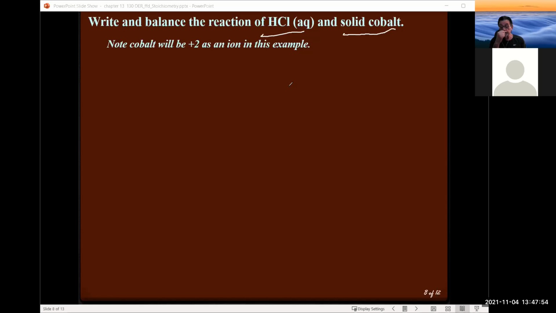Now, cobalt is not one of the sweet 16 metals, okay? So you need to be given the information as far as its oxidation state. And so that's what they're telling you right here. Cobalt will be in the +2 state. So it will be in the +2 state in this reaction, okay? So here we go. We have cobalt, solid, reacting with HCl aqueous.